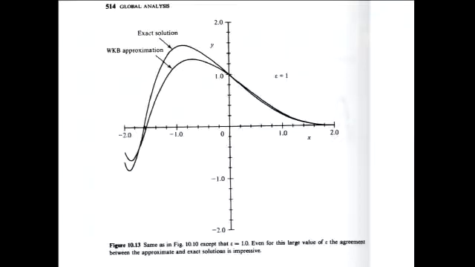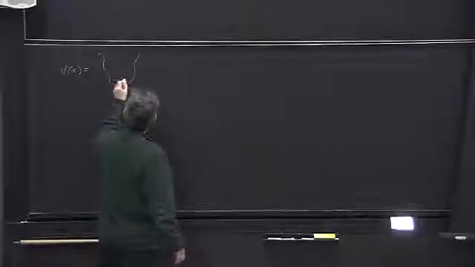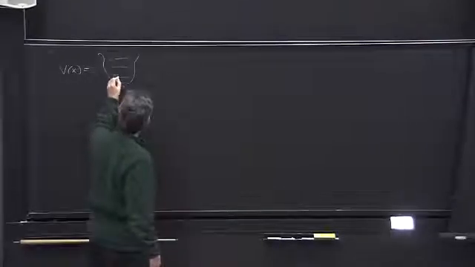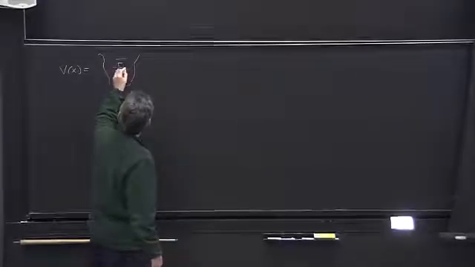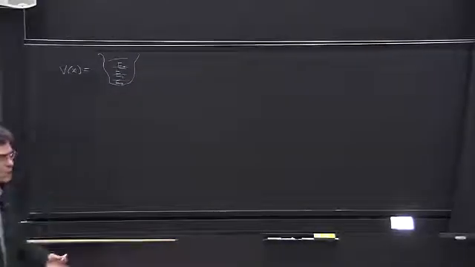Because if you remember, the problem that we want to solve is the eigenvalue problem. Okay, so the eigenvalue problem says V is some potential that looks like this, and we're looking for the energy levels. Here's E0, E1, E2, and how do you find the energy levels in this potential well? What are the quantum mechanical energy levels?